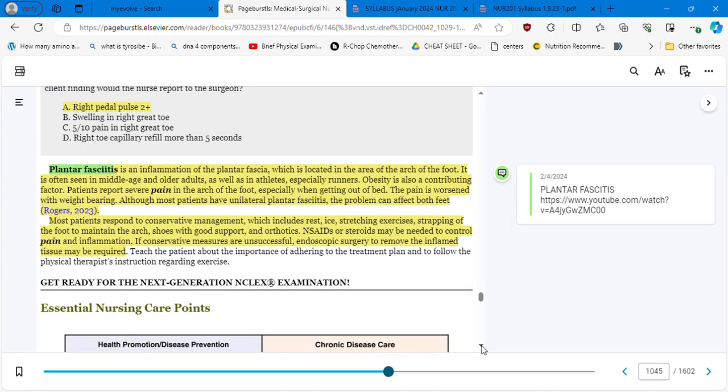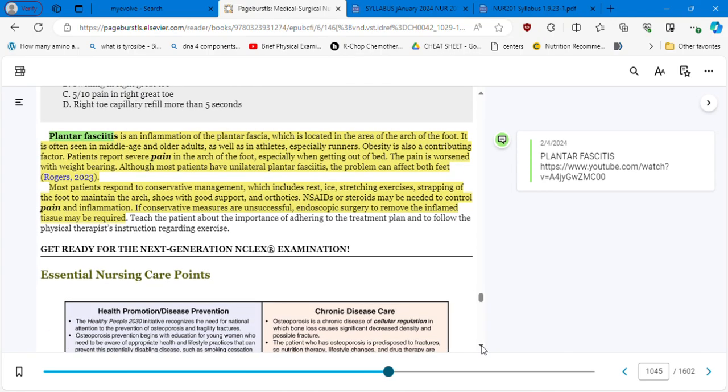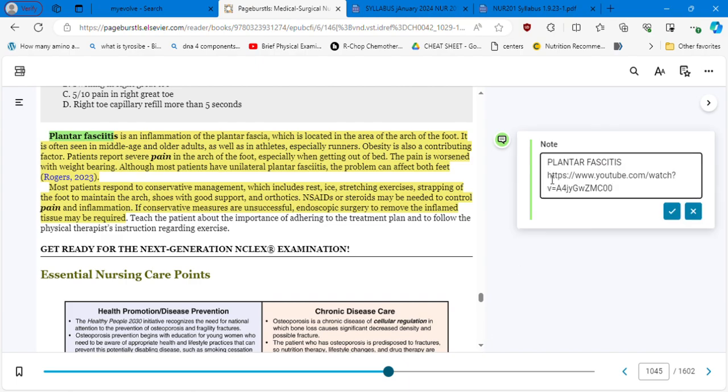Plantar fasciitis is an inflammation of the plantar fascia, which is located in the area of the arch of the foot. It's often seen in middle-aged and older adults, as well as in athletes, especially runners. Obesity is also a contributing factor. Patient reports severe pain in the arch of the foot, and let's watch this video. This is a very, very common condition, plantar fasciitis.